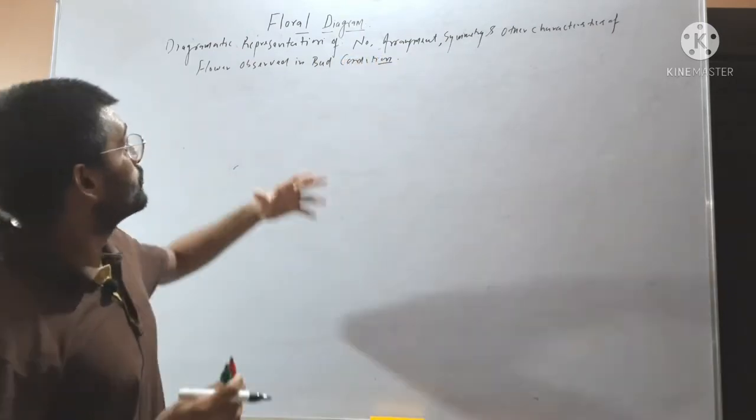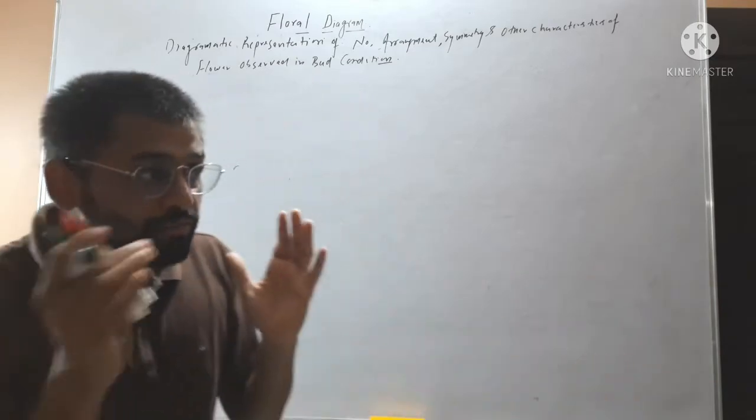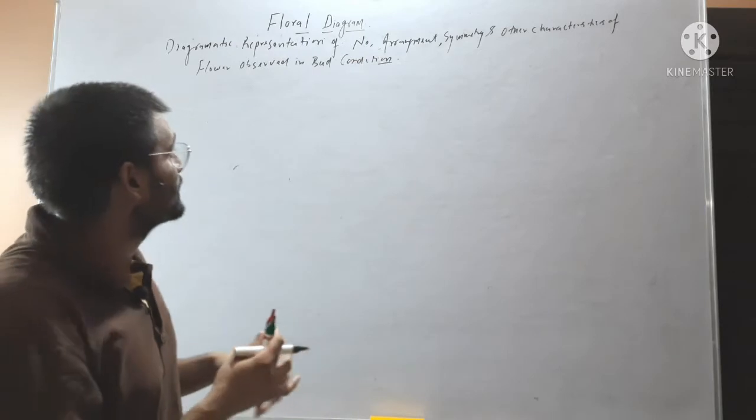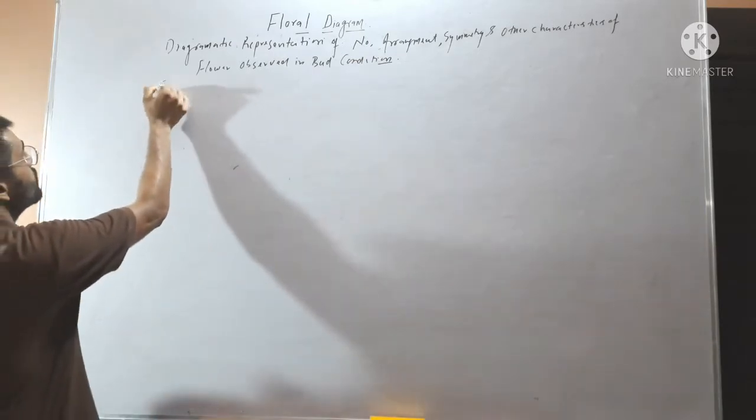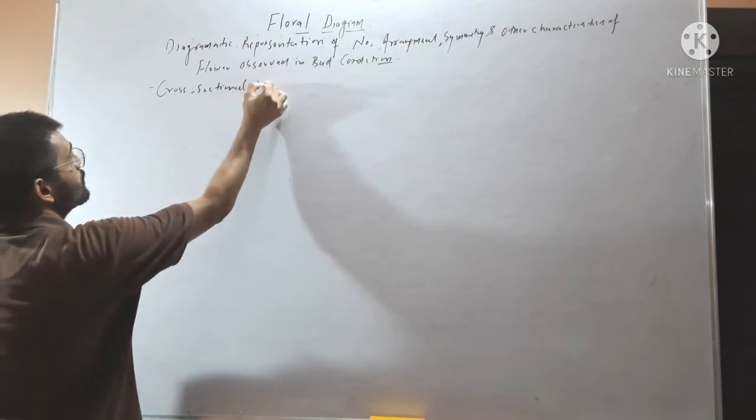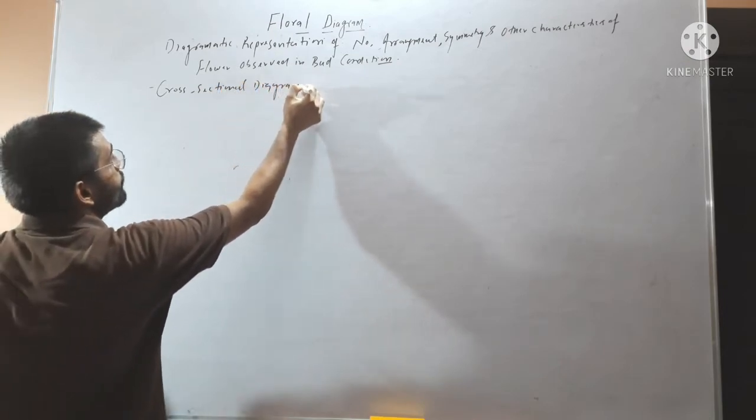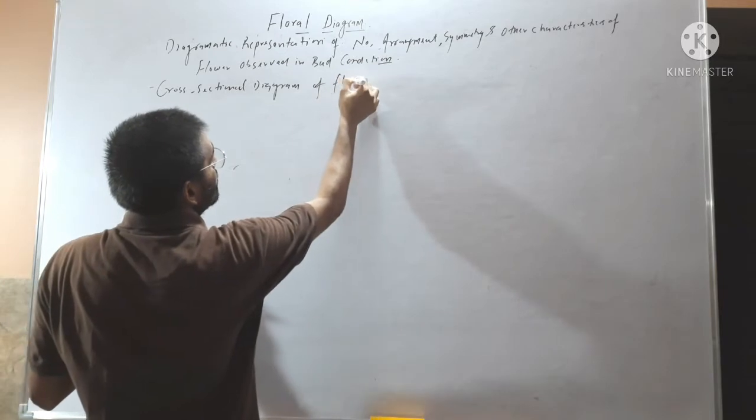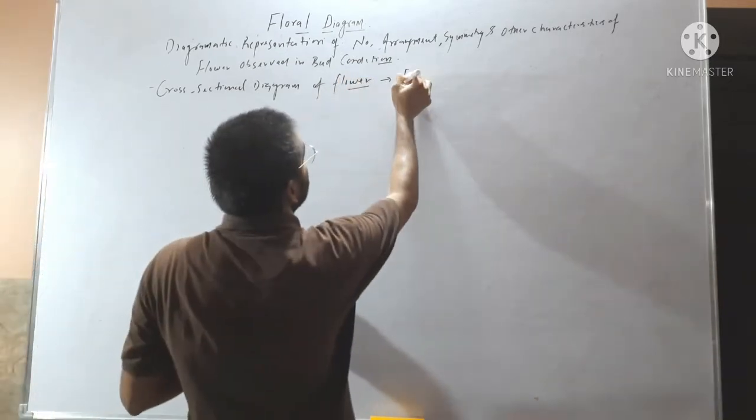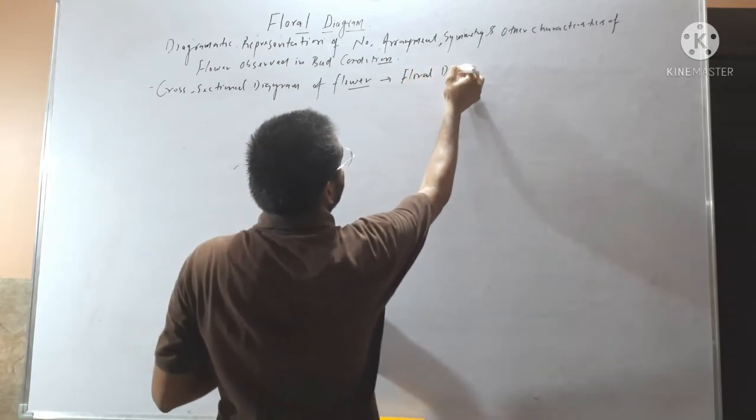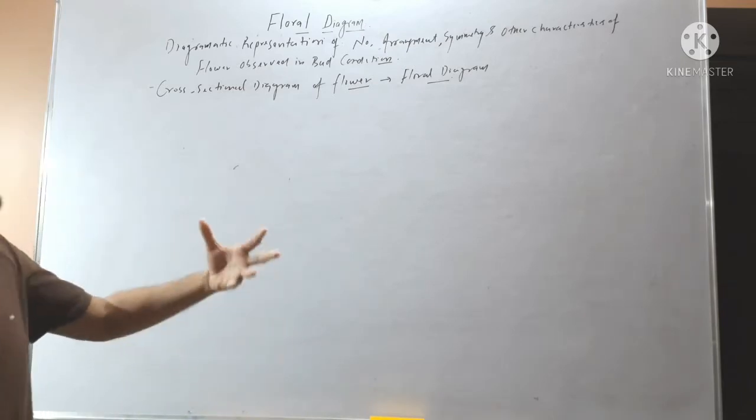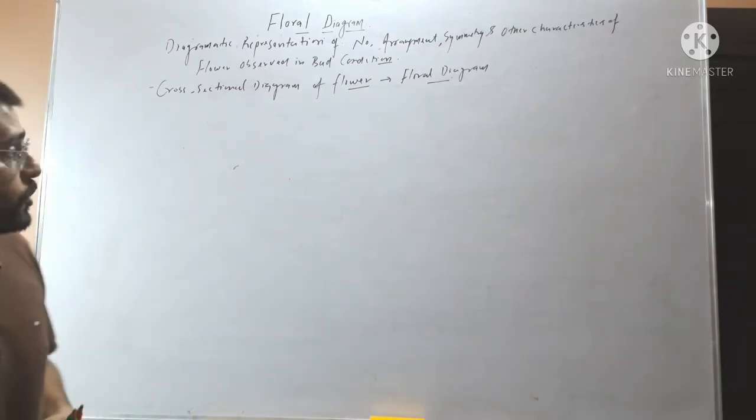So by looking at the flower in bud condition, we draw a cross section of a flower, a cross sectional diagram of the flower, and this cross sectional diagram is called a floral diagram. There are some symbols that are used in drawing a floral diagram.